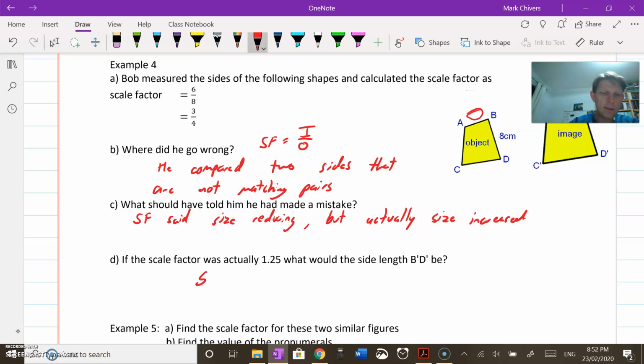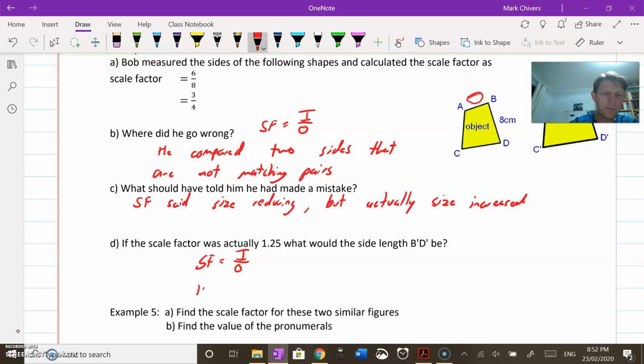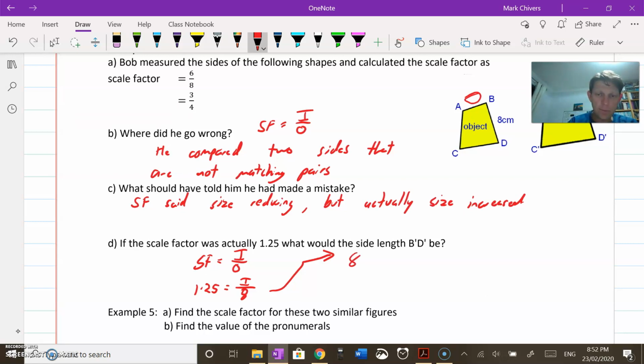So if we use that basic formula, scale factor equals the image over the object. In this case, we're going to have to work back a bit. So we've been told the scale factor is 1.25. And BD, we don't have a length on the image, but we do have a length of 8 centimeters on the object. So once again, we use our great algebra skills and we multiply both sides by 8 to get the image on its own. And if we take 8 by 1.25, I'm going to lean over here and look at my calculator. We get an image length of 10 centimeters.